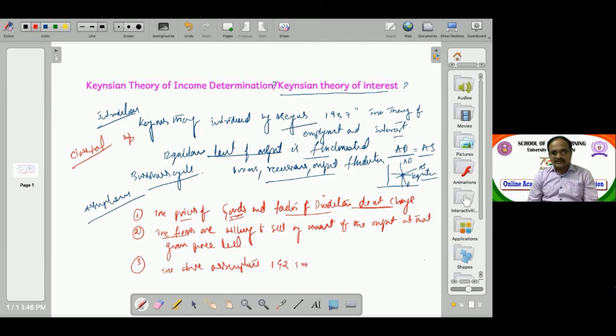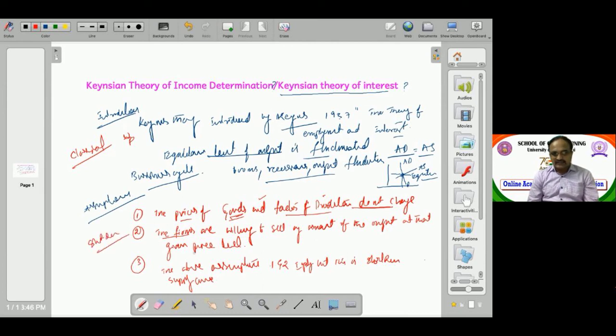This implies that this is the short-run supply curve. Okay, so whatever price is available, whatever the firms are willing to sell, that is possible only in the short run.